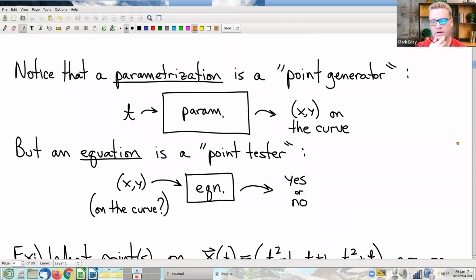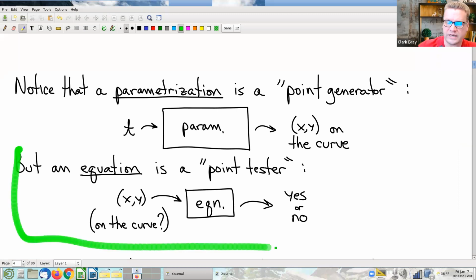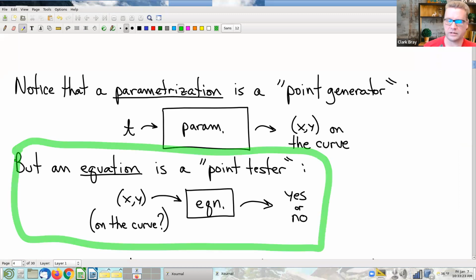Okay. Now here's a stand back kind of perspective point about parameterizations, and a lot of people call parameterizations parametric equations. I kind of don't like that construct. I mean, they are equations, I know, but here's the thing: a parameterization is really kind of an alternative to an equation.